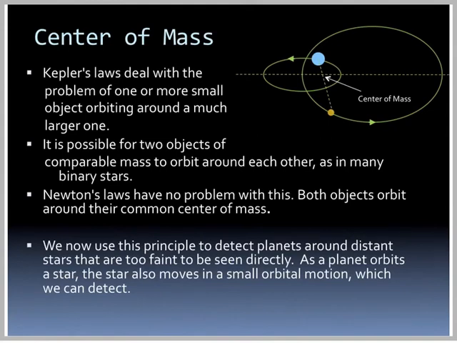Kepler's laws deal with the problem of one or more small objects orbiting around a larger one. But it's possible for two objects of comparable mass to orbit around each other, as we'll see in binary star systems. Newton's laws have no problem with this. Both objects are in elliptical orbit around an imaginary point in space called the center of mass. In fact, we can now use this principle to detect planets around distant stars that are too faint to be seen directly. So as the planet orbits, the star moves in a small orbital motion which we can detect and determine there's a planet and how big the planet is.